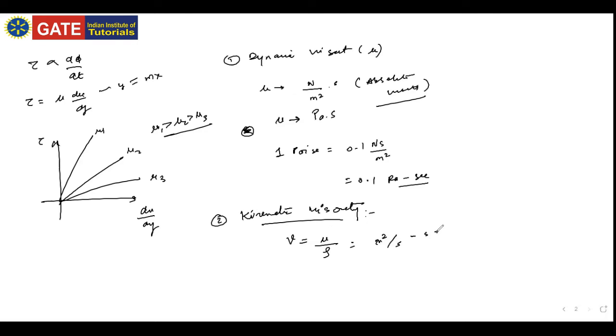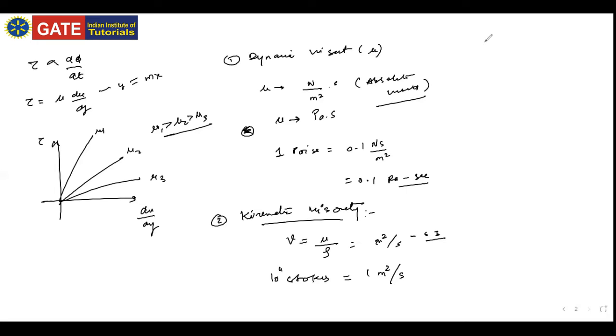Another way in which the kinematic viscosity is measured is Stokes. It is also a very common unit. Whenever Stoke is given, understand they're talking about the kinematic viscosity. And just to relate it, I can write that 10 raised to power 4 Stoke is equal to 1 meter square per second. So this is the relation over there.